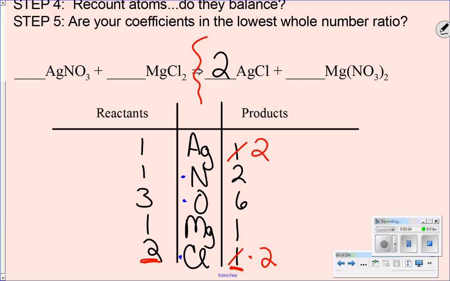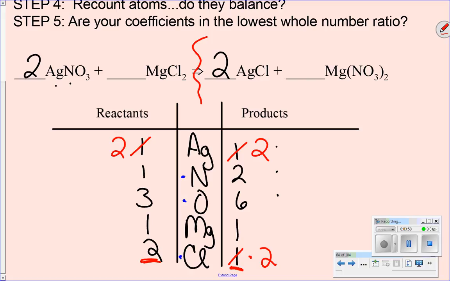That's okay though, because I still need to fix nitrogen and I still need to fix oxygen. If I look at my silver, my nitrogen, and my oxygen, what you're going to notice is you need more of all of those things on the left-hand side. So the next thing I'm going to try is to go over here where I see silver, nitrogen, and oxygen. I'm going to put a 2 in front of that. That's going to change this guy to 2.